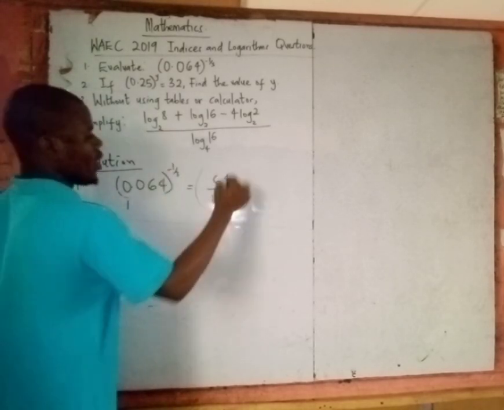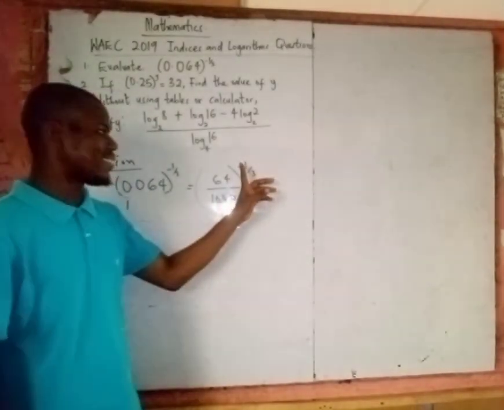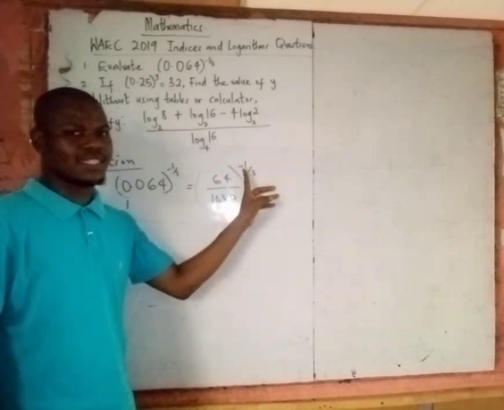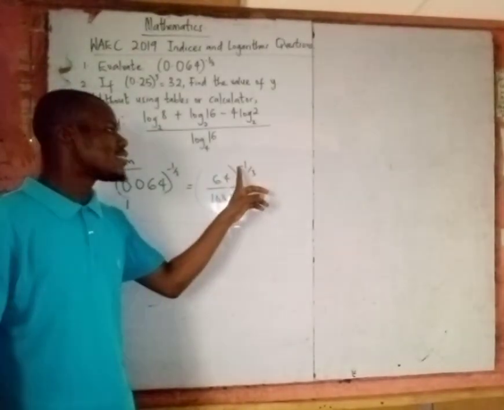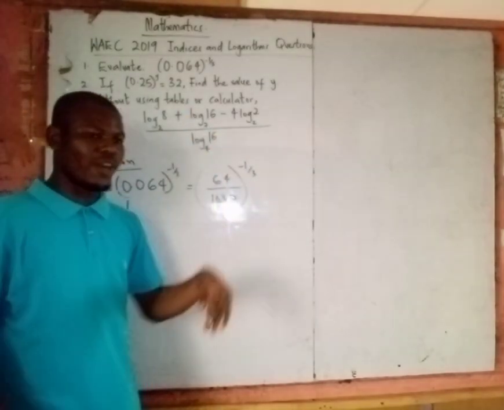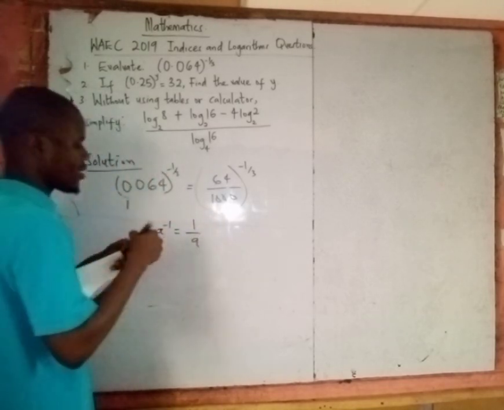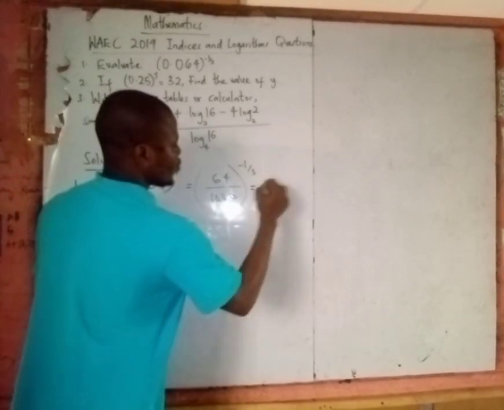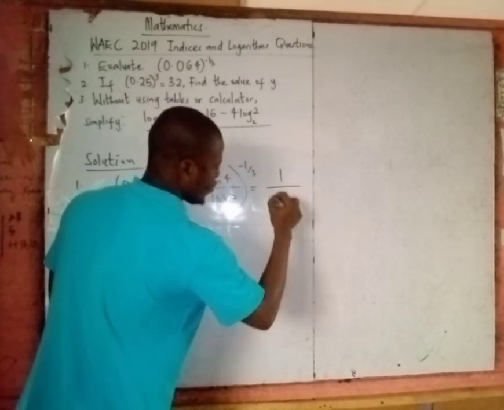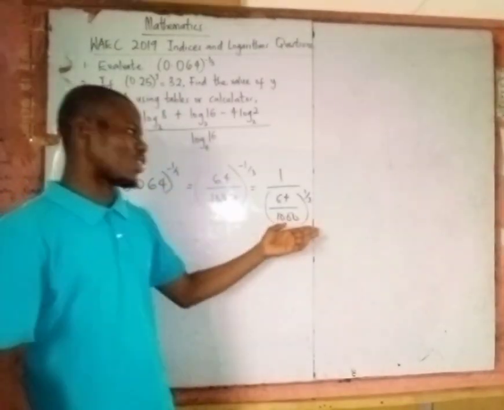So this is to the power of negative 1/3. Next, we have a negative index. The negative sign, the minus here, turns it to 1 over. For example, 2 to the power of minus 3 gives us 1/8. In this case, we also have 1 over 64/1000, everything to the power of 1/3. So this is what you are able to have.